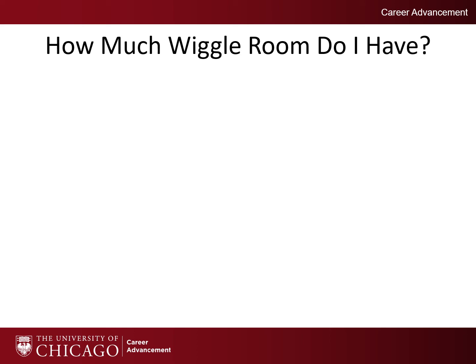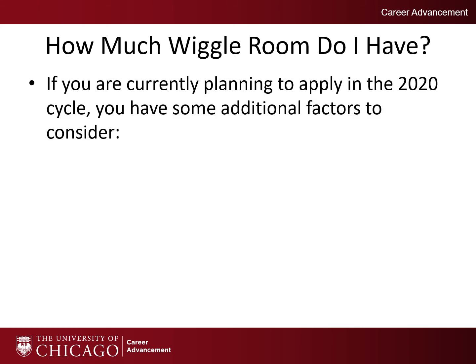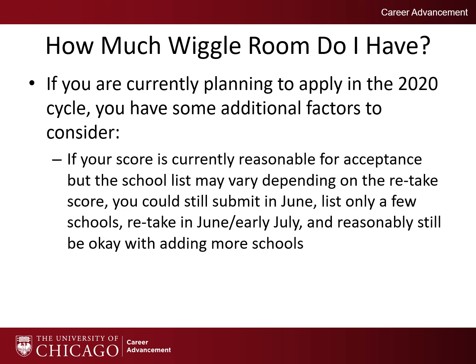So if you are currently planning on going forward in the applications process, how much wiggle room do you sort of have right now? There are definitely some factors that you will want to consider when we think ahead to the application timeline. If your score is currently reasonable for acceptance, so maybe you have, for example, a 512, certainly a reasonable score to have when you're thinking about applying to medical schools.